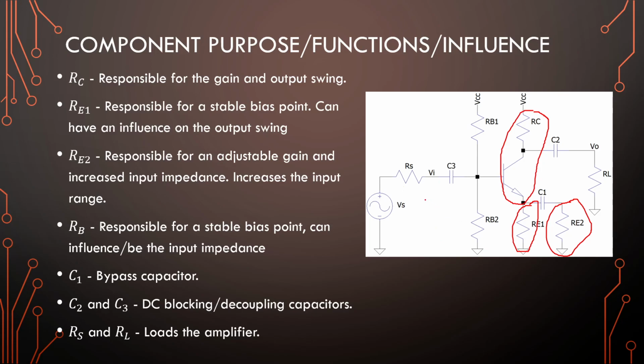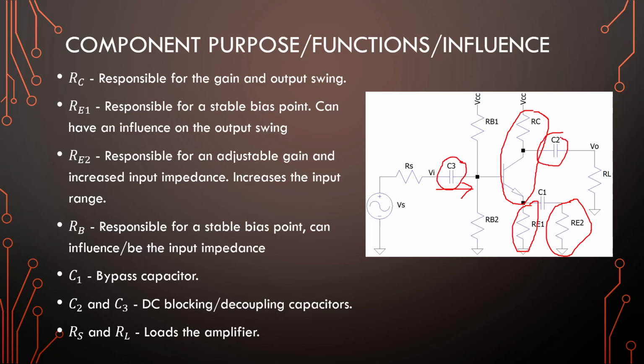Okay, and typically these are responsible for your bias point or switching your transistor on, but if you utilize them correctly, they can also be responsible that you can select your input impedance. So it's not some large arbitrary number, you can pick your input impedance if you do this correctly.